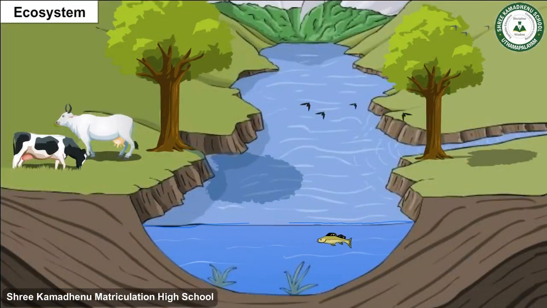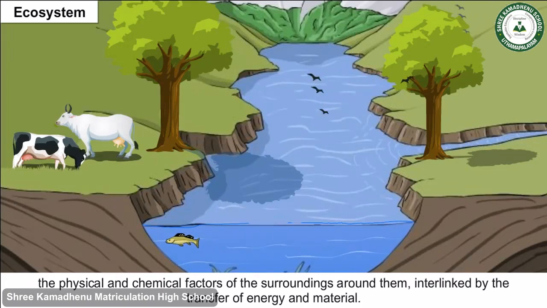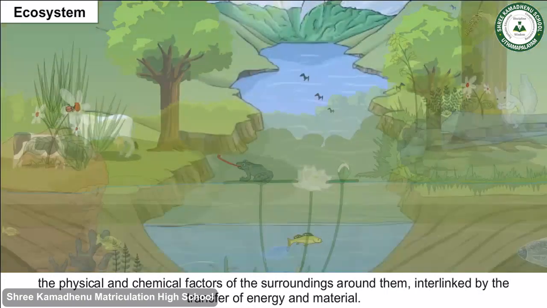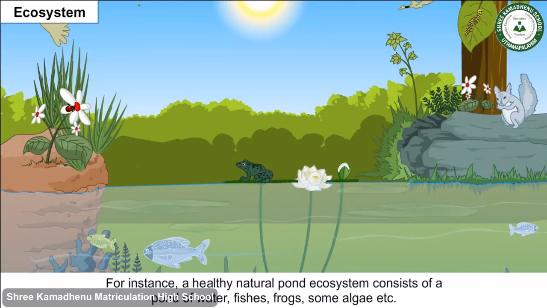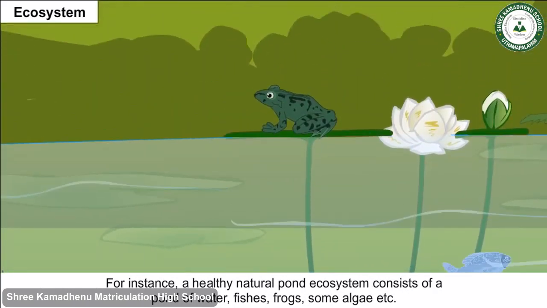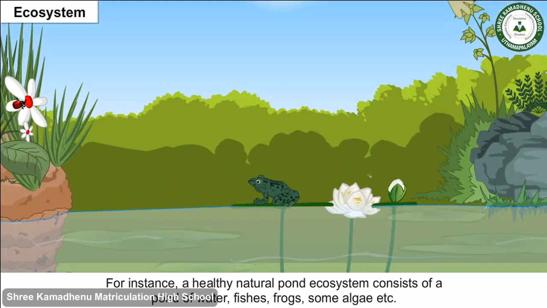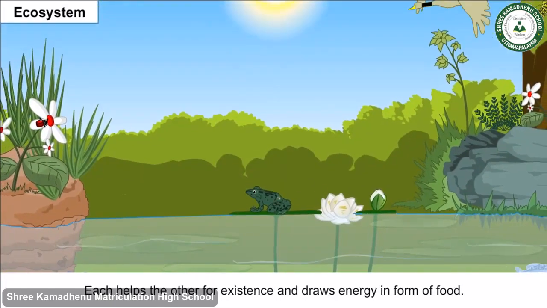Ecosystem. This is the system formed due to relations between living organisms with each other and the physical and chemical factors of the surroundings around them, interlinked by the transfer of energy and material. For instance, a healthy natural pond ecosystem consists of a pond of water, fishes, frogs, some algae, etc. Each helps the other for existence and draws energy in the form of food.